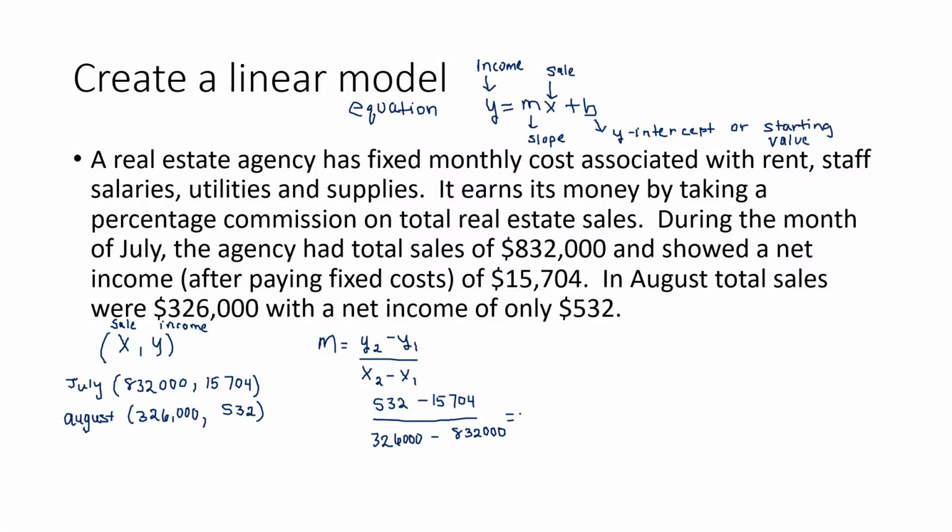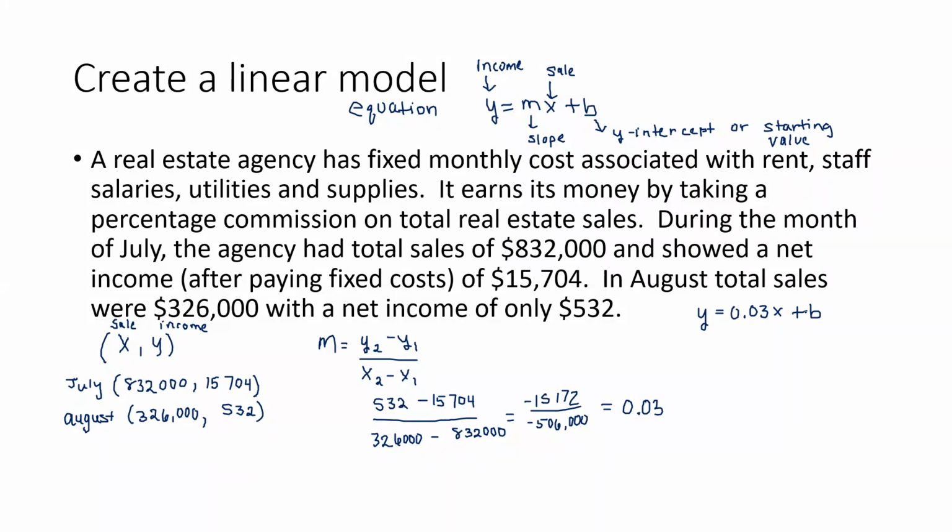So I have negative 15,172 divided by a negative 506,000. And I'm going to divide that out, and I rounded it off to two decimal places, so 0.03. And so now in my equation, what I know is that y equals 0.03x plus b. But to finish out the model, I also have to know an actual value for b.